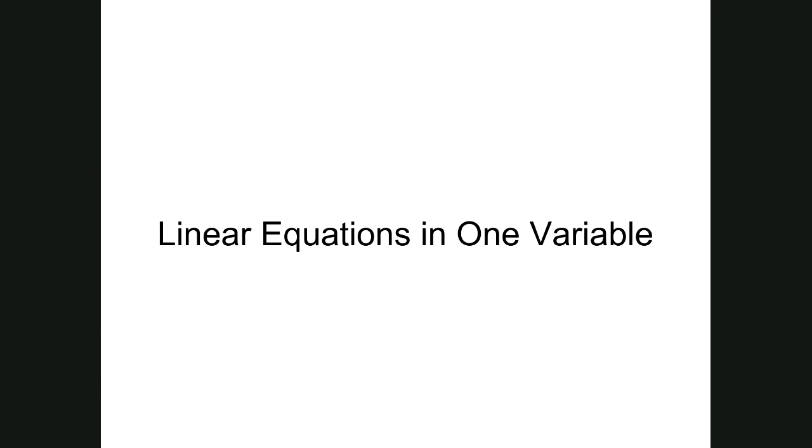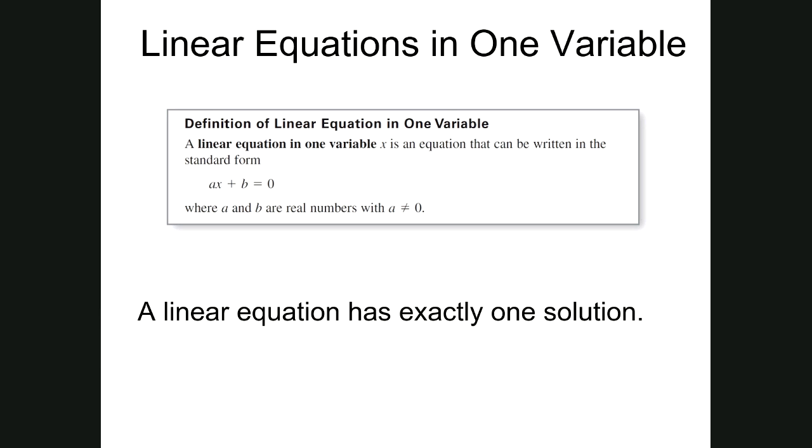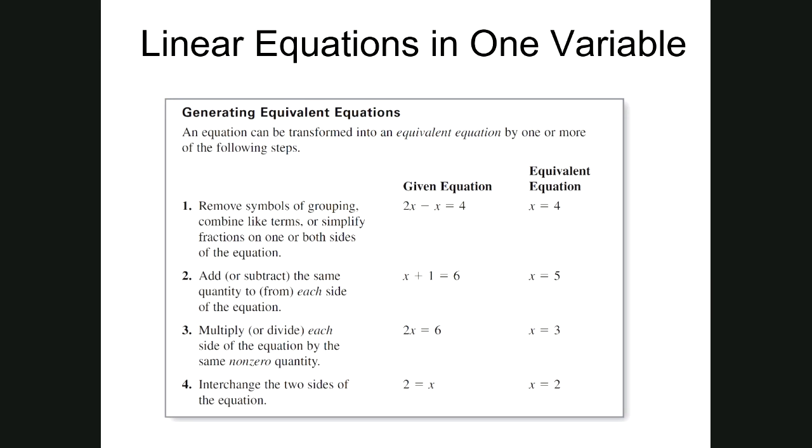Linear equations in one variable. ax plus b equals 0 is the one linear equation you're used to seeing. It's in slope-intercept form. We can solve this problem, and linear equations are going to have one solution. Okay. An equation can be transformed into an equivalent equation by one or more of the following steps. This is basically how we solve equations. We can add, we can subtract, we can multiply, or we can divide to solve.